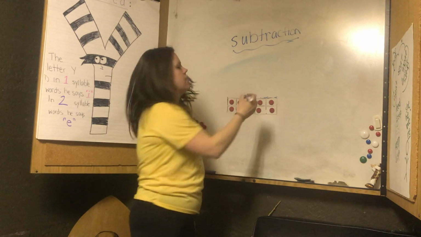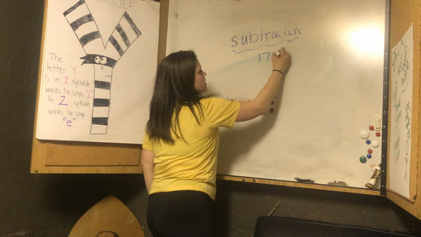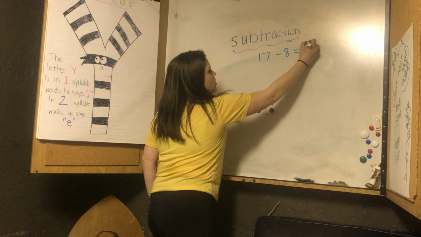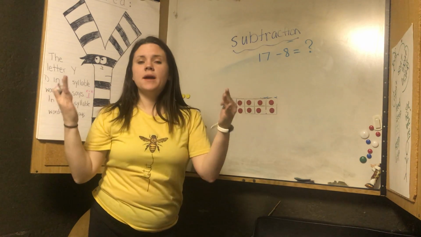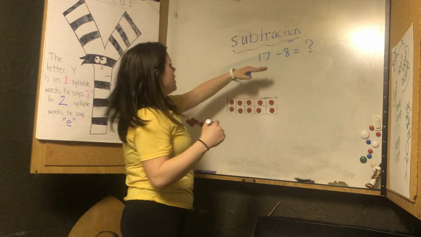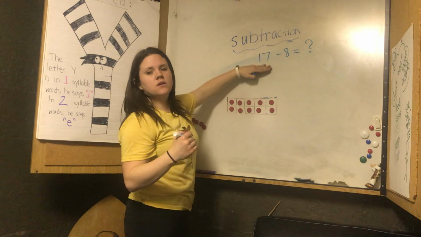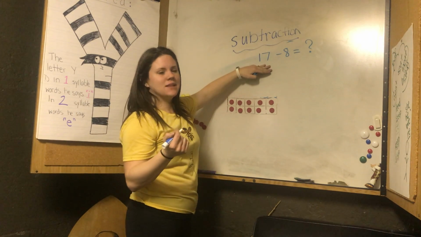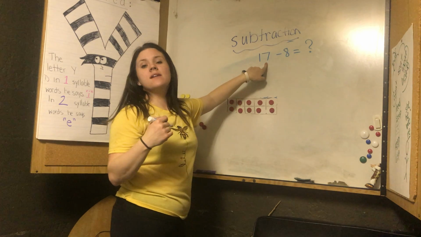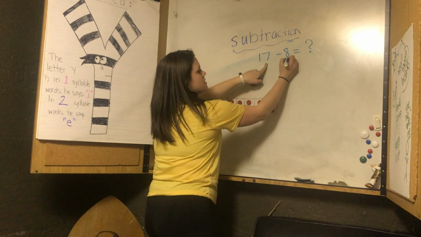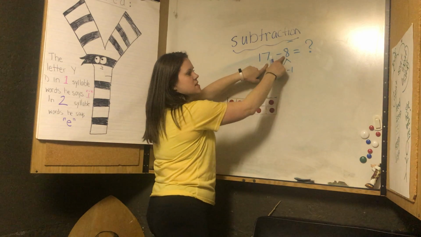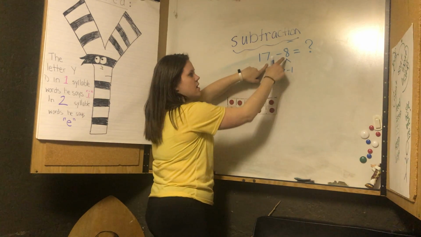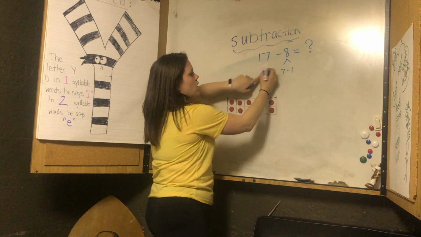Okay, so this problem. 17 take away 8. What is the difference? So what am I going to do first? Where am I going to look? I know I want that number to be a 10. How am I going to make that happen? I want to take away 7. Can I make this into a 7? Absolutely. 7 and 1. My number sense is strong. I know 7 and 1 makes 8, which means 8 breaks into 7 and 1.